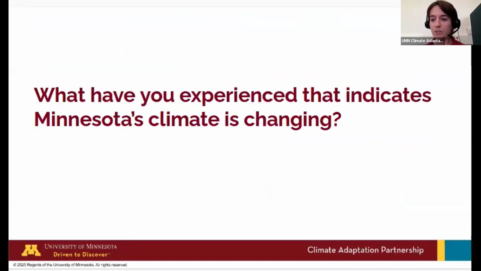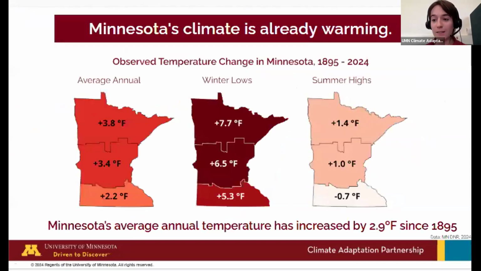We're going to launch now into talking about observed changes to Minnesota's weather and climate patterns. And as I'm talking through this information, I invite you to think about experiences you have had that indicate to you that Minnesota's climate is changing. We may be able to corroborate some of those experiences with our observations across the state. So we know that Minnesota's climate is already warming. This is data from the DNR.